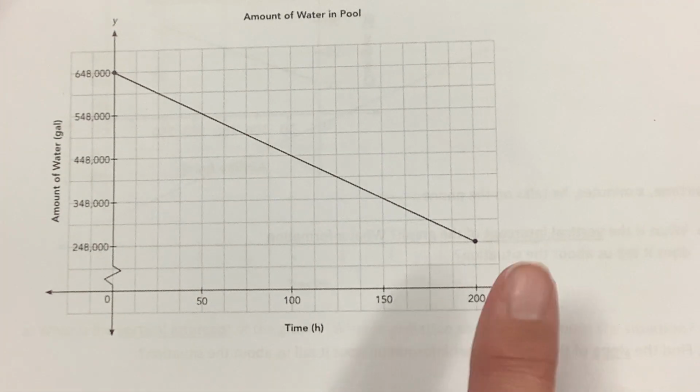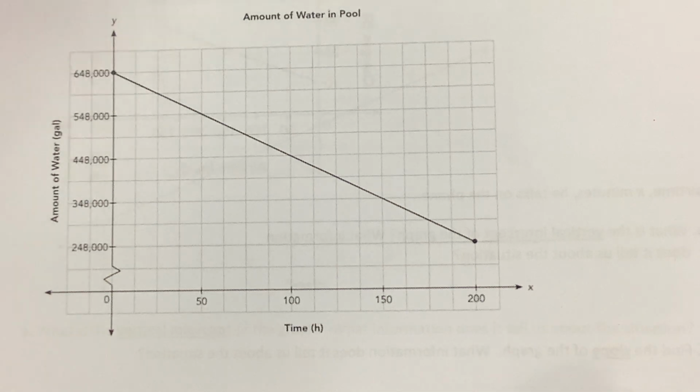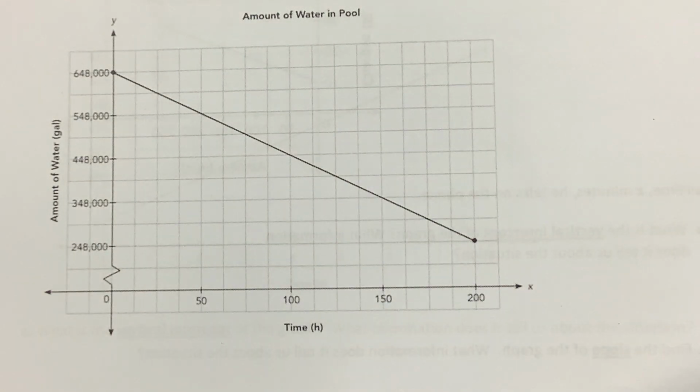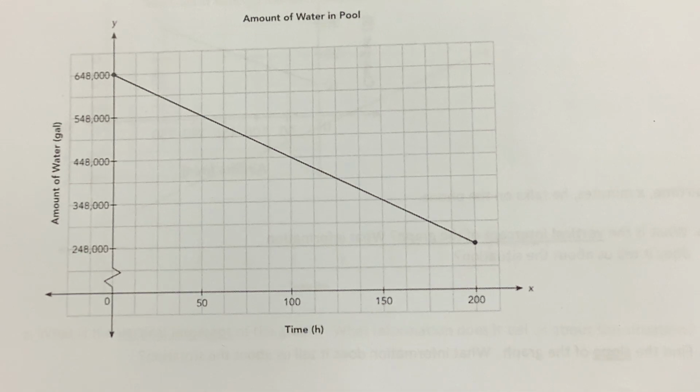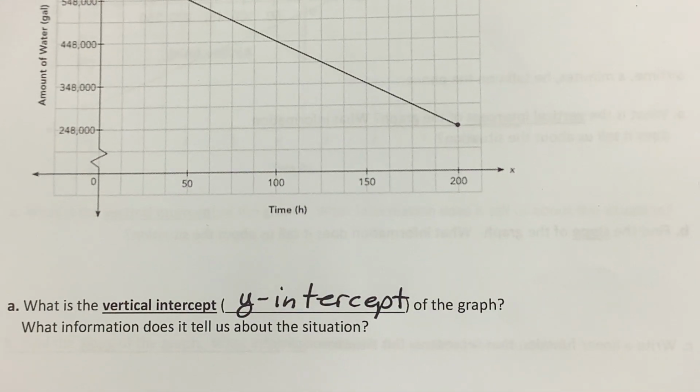Now, always, time is going to be the x. Time is very consistent. So, time and gallons. What is the vertical intercept, the y-intercept of the graph? There's always more than one way to say something. So we're looking for the y-intercept or the vertical intercept.